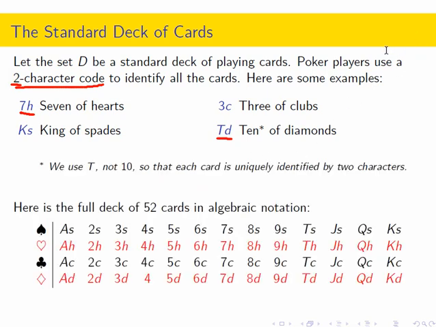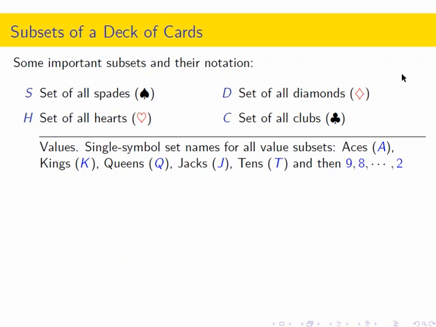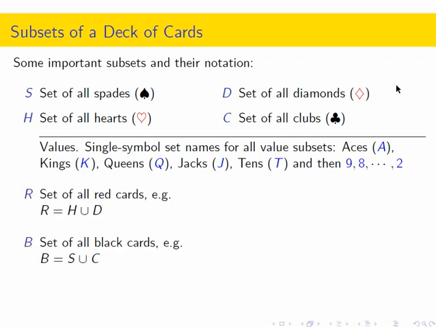All right, and so here's the full deck in algebraic notation. So you can see how that would look. And so what we're going to do here is we already have the subsets that we mentioned. These are the suit. This is the suit partition. We have the value partition, and let's just name a few more.